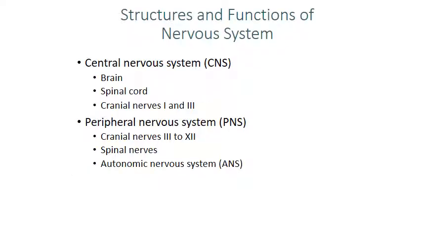So when we talk about the nervous system, part of the nervous system is the CNS, the central nervous system. And it is the brain, the spinal cord, and cranial nerves 1 and 2. That's a typo. It should be cranial nerves 1 and 2. And then the PNS are cranial nerves 3 through 12, the spinal nerves, and then the peripheral components of the ANS, or the autonomic nervous system.